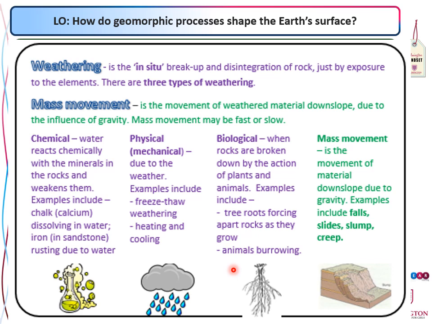This slide also shows mass movements, but in green, and it's the movement of that loosened, weathered material downhill due to gravity. And remember, we said vertical cliffs, you get rock falls, and if you have weak rocks like clay, you can get slumps.